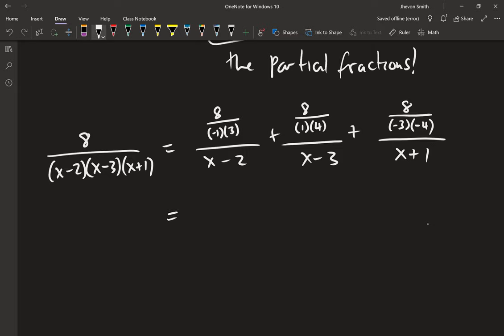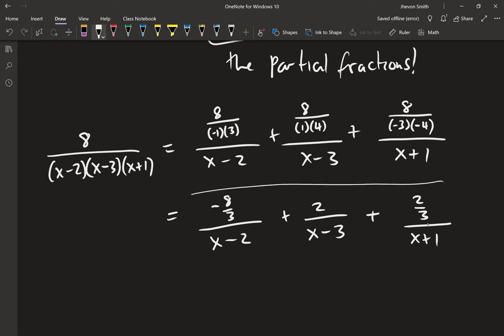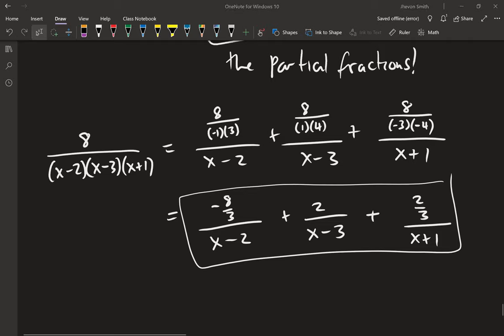You can do it right on the spot. So this is minus 8 over 3, x minus 2. This is plus 2 over x minus 3. And this is going to be plus 2 over 3 over x plus 1. That's the partial fractions. Okay, so far for the cover-up method, do we get this? Do we see how it works?